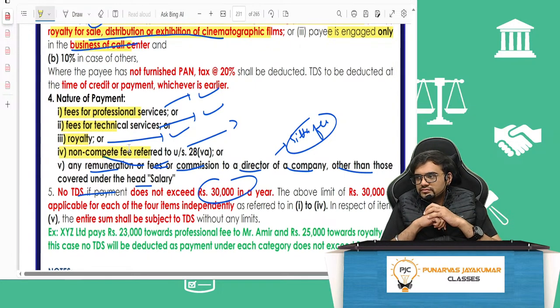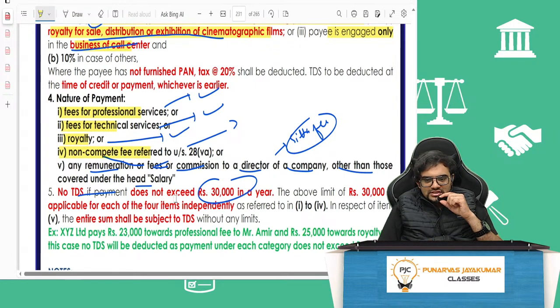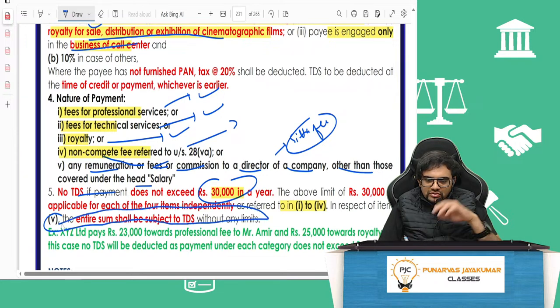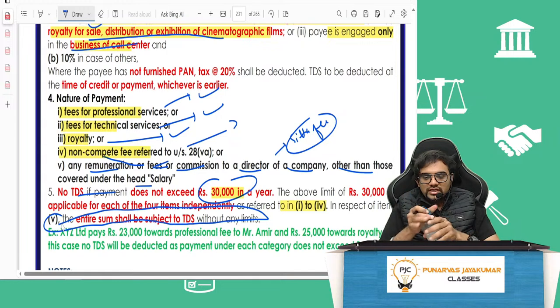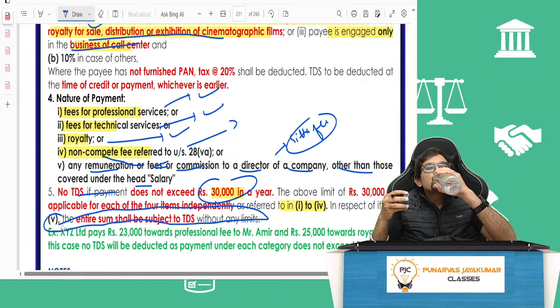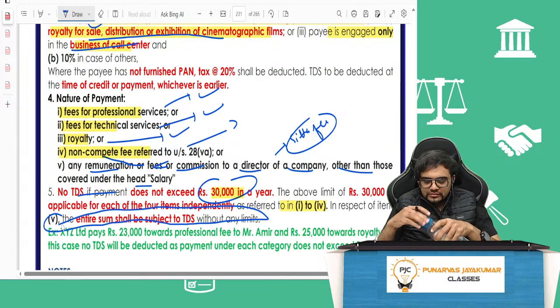That's it. No TDS if the amount does not exceed 30,000. That limit is only for 1 to 4. For sitting fee, the entire sum will be subject to TDS, without any limits.